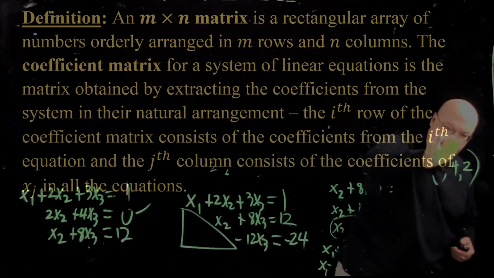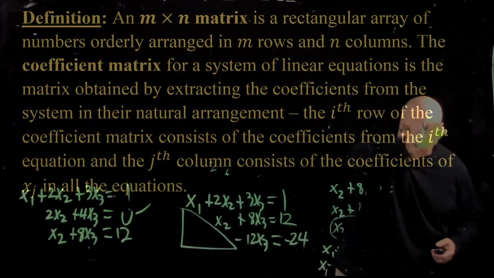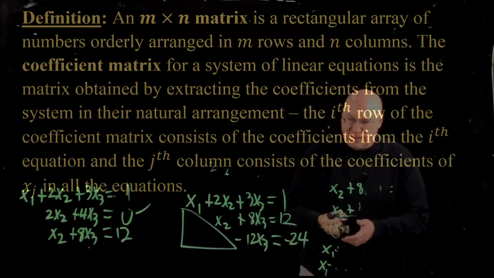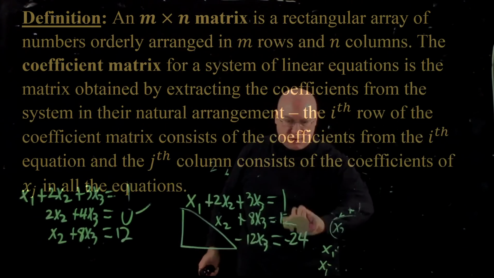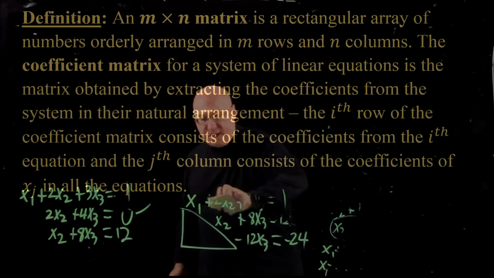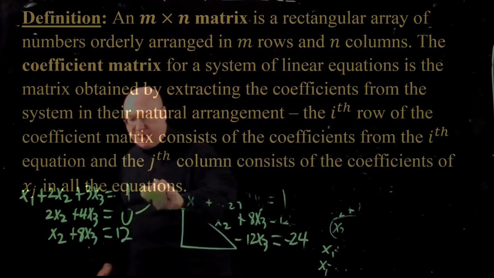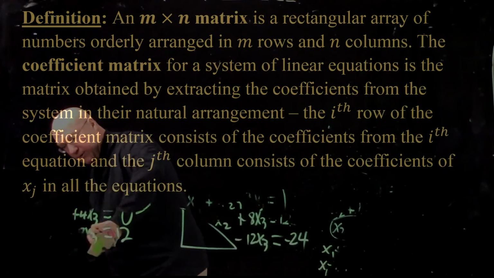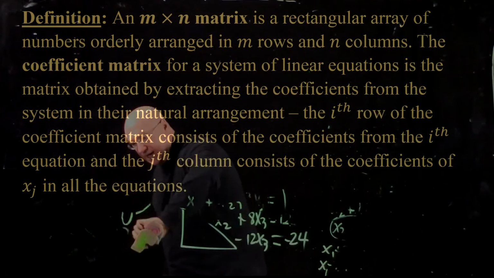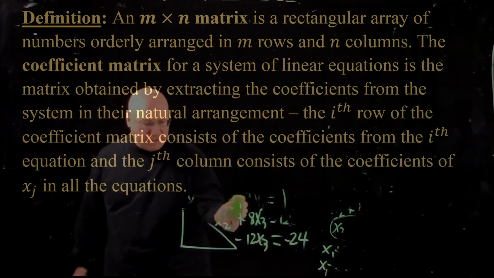I'm rubbing so that you can read it. Does it say? Read slowly. It says that the coefficient matrix for a system of linear equations is the matrix obtained by extracting the coefficients of the variables and putting them in a matrix in the natural, obvious way, right?